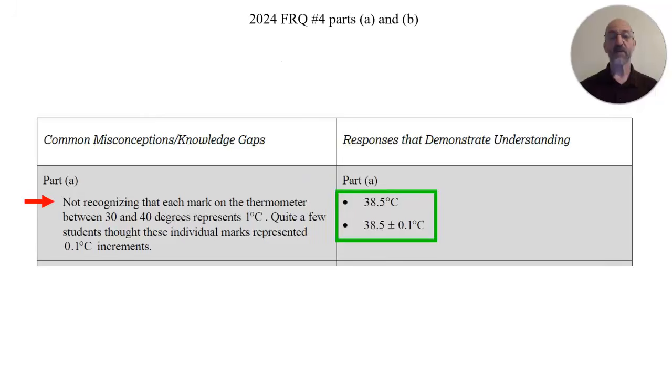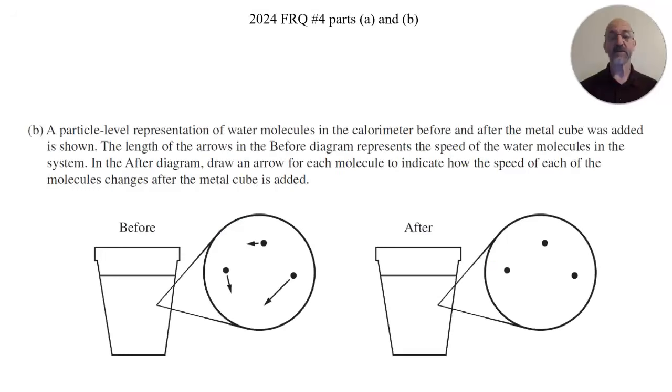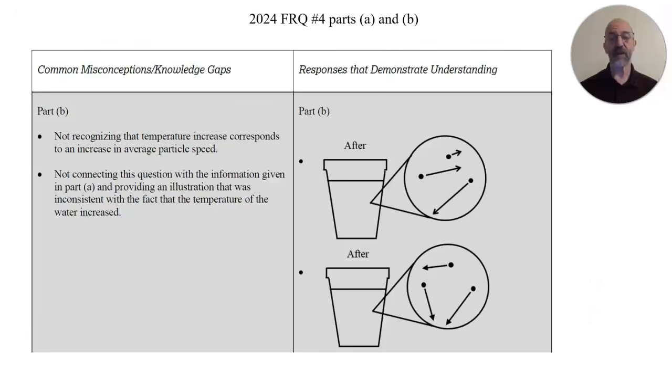Now, the next part of this question, part B, does involve arrows like I showed you in question 4 of this packet. But in this question, the students had to draw the arrows themselves. So they had to indicate whether those arrows were longer or shorter. And since the temperature of the water was increasing, they were looking for longer arrows in this diagram. So the intended student response was to show that the average length of the arrows was longer in the after picture compared to the before picture.